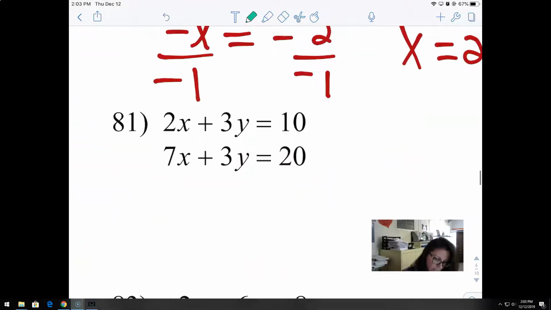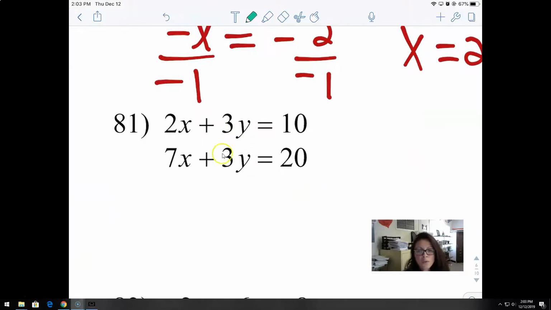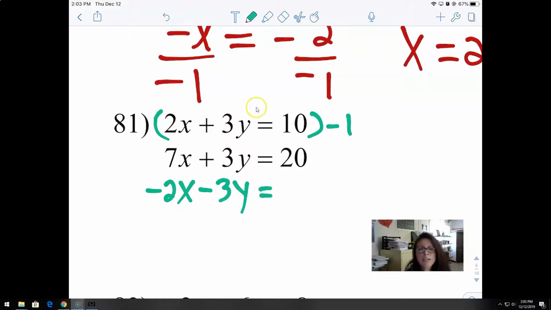Number 81, just to talk to you about it, since you have these two as identical terms, you need one to be positive, one to be negative. But for me, I would distribute a negative 1 up top. That way, you can just rewrite it underneath. Whenever you distribute a negative to each term in the parentheses, they all become the opposite. So this is going to be a negative 2x. This will be a negative 3y. And that's the point of distributing the negative. And 10 times a negative 1 is a negative 10.